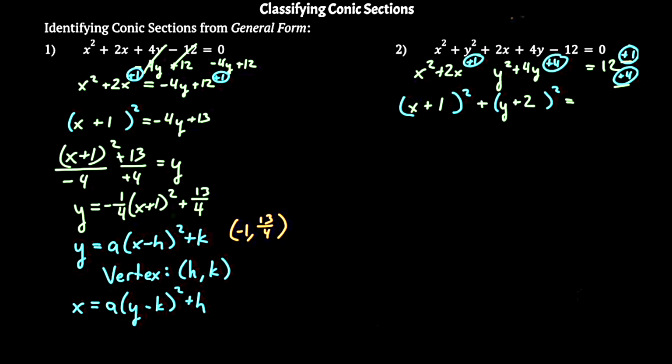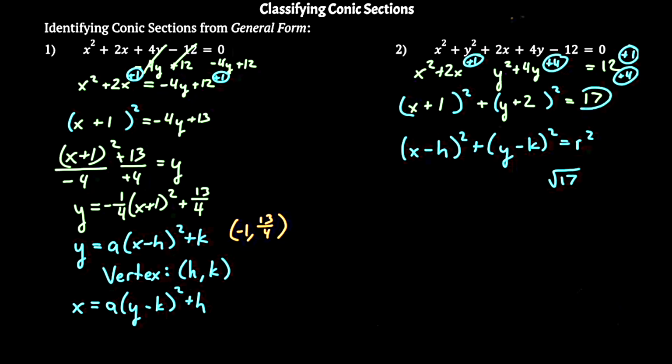And then plus 1 plus 4, that's 5, plus 12 would be 17. We saw before that this is a circle, and you may or may not have seen before that the equation for a circle is (x minus h) squared plus (y minus k) squared, and then the right-hand side is r squared. It's the radius of the circle squared. So the radius of this circle would actually be the square root of 17, right? Because 17 is r squared, so I'd have to take the square root to get the radius.